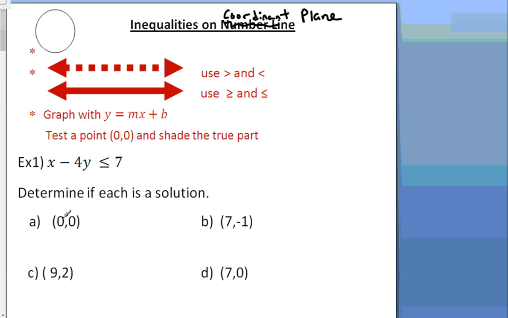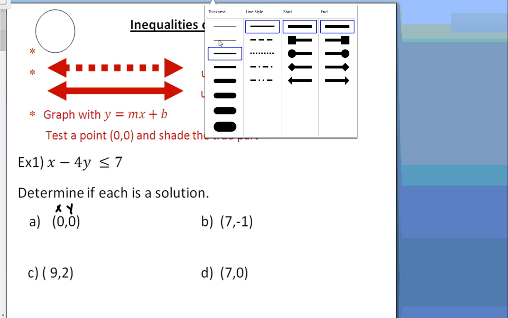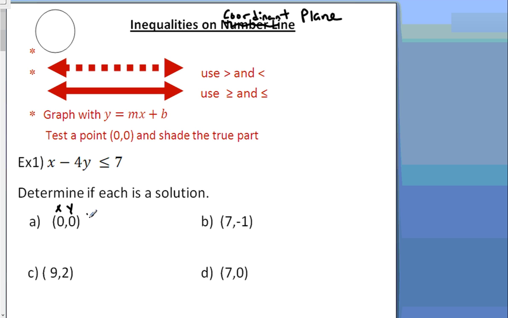We're going to see if I put 0, 0 into this equation, is it going to be less than or equal to 7? Well, let's try it. Remember this is x and this is y, right? So let's go ahead and try that. Is 0 minus 4 times 0 less than or equal to 7? Well, 0 minus 0 is 0. Is 0 less than or equal to 7? That is true.